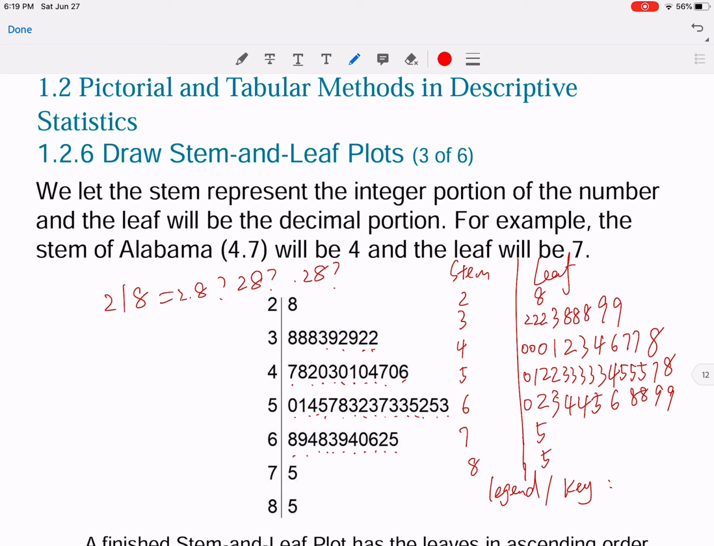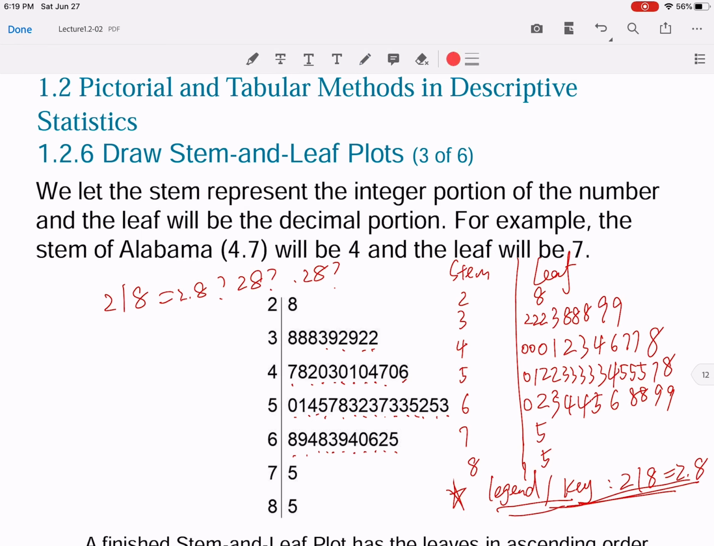Put a key here, which is 2 vertical line 8 is equal to 2.8. This part is super important. You cannot miss it. If you do miss it, I don't know what the whole plot represents, okay?